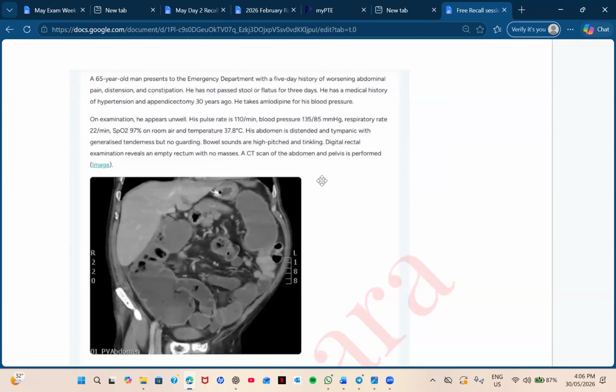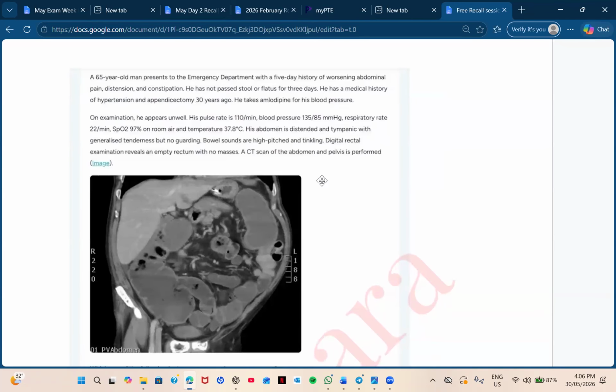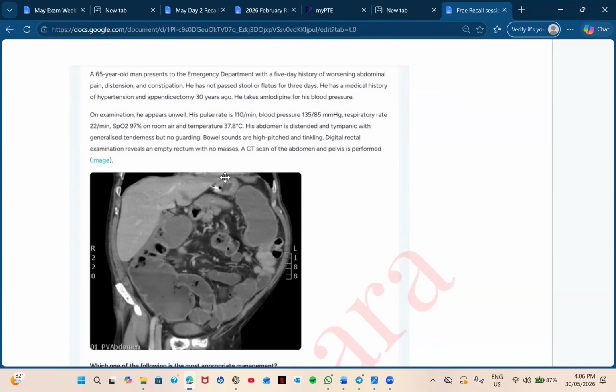A 65-year-old man presents to the emergency department with a 5-day history of worsening abdominal pain, distension, and constipation. He has not passed stool or flatus for 3 days. He has a medical history of hypertension, and an appendectomy 30 years ago. He takes amlodipine for his blood pressure.